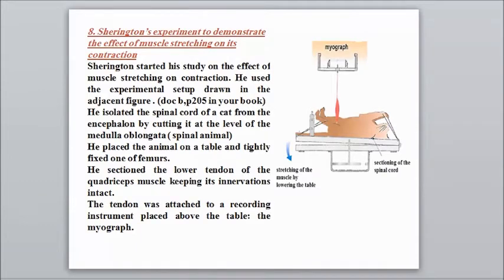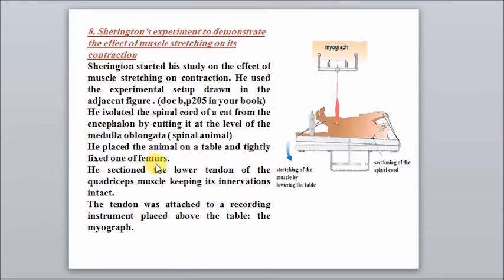Sherrington took the cat and he isolated the spinal cord from the encephalon by cutting at the level of the medulla oblongata. The following animal is now referred to as a spinal animal. Therefore, a spinal animal is one whose spinal cord has been cut off, separated from the encephalon. He placed the animal on a table, as you can observe here, and he tightly fixed one of the femur.